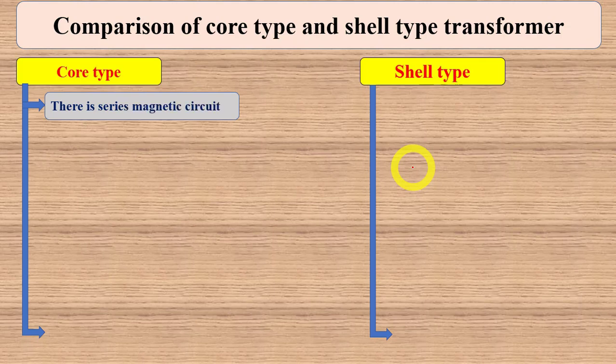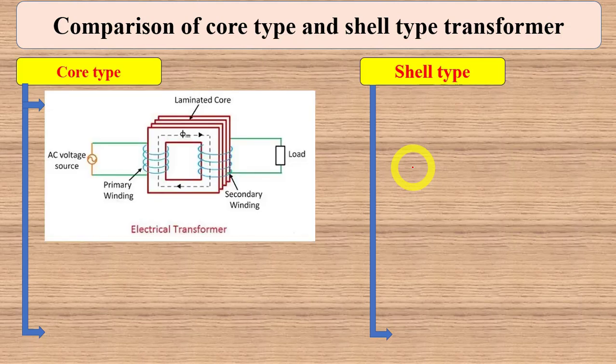And in case of shell type transformer, it provides a parallel magnetic circuit arrangement. Now look at the basic diagram of a core type transformer. This is a basic diagram of a core type transformer. This is the mutual flux. They have only one path linking the primary winding as well as the secondary winding. So this is a series magnetic circuit.